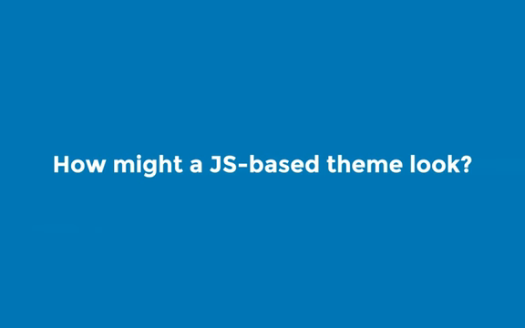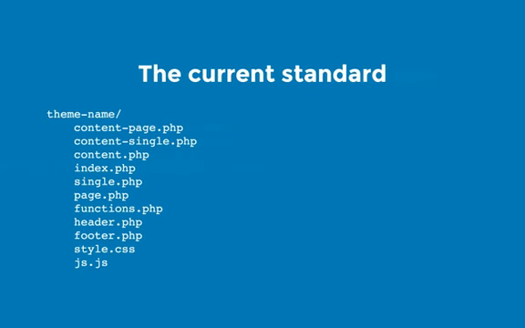How might a JS-based theme look? You're probably all used to the current standard. This should look fairly familiar to everyone. There's obviously a bit of simplification going on here. I haven't got any images or any best practice stuff like languages, that kind of thing. But it's a basic theme with very basic files, and these are all included, and that's how this whole thing gets put together.